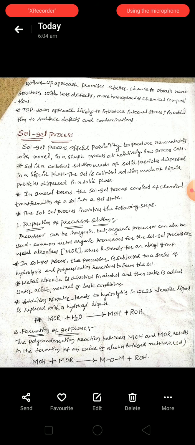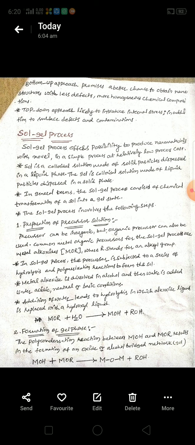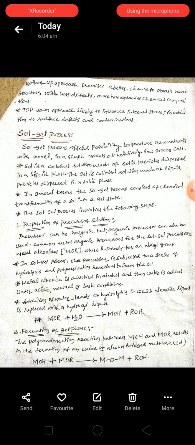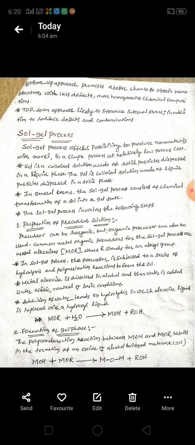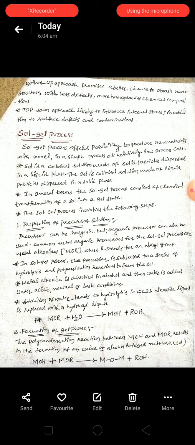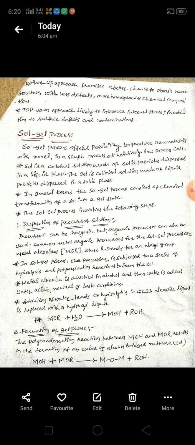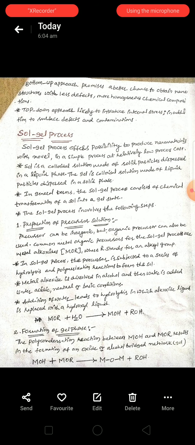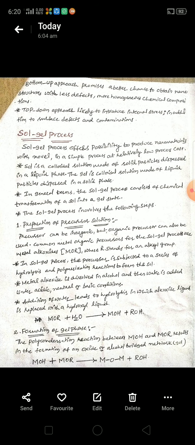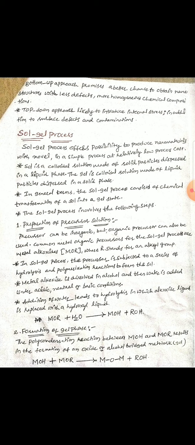Usually inorganic and organic precursors are used. What is meant by precursor? It is the raw material used to get the sol, but in this process we are using the organic precursor. The name of the precursor is metal alkoxide, that is MOR, where R stands for alkyl group.